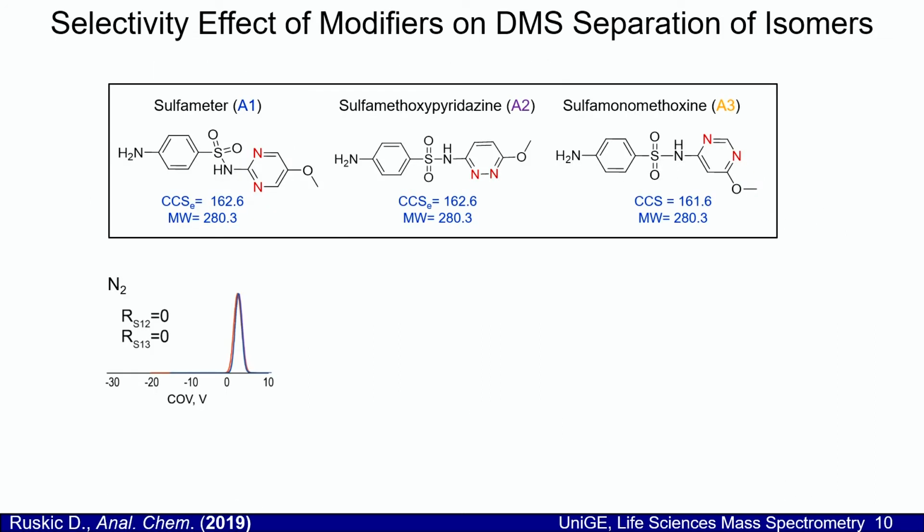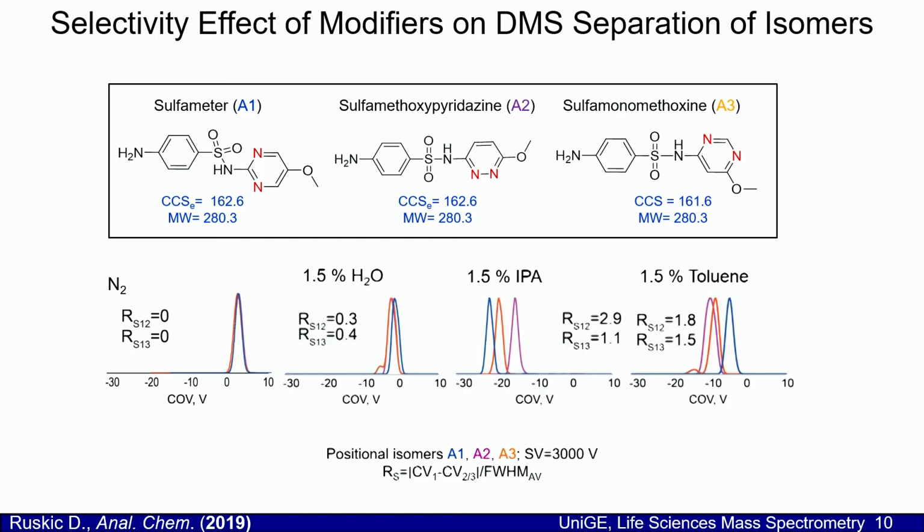And this is actually the effect. If you take these three isomeric molecules, obviously with the exact same mass and collisional cross-section, by using different modifiers we achieve different separations. Not only resolution, but also changing the peak order, which means changing the selectivity.